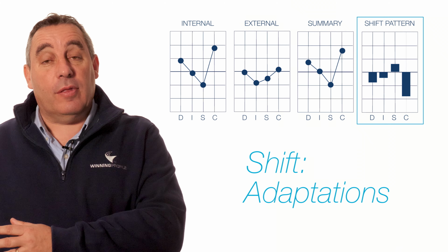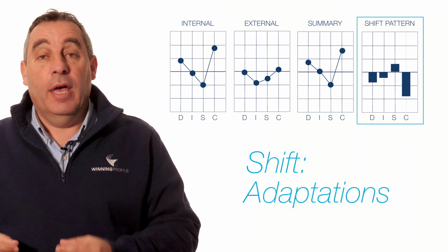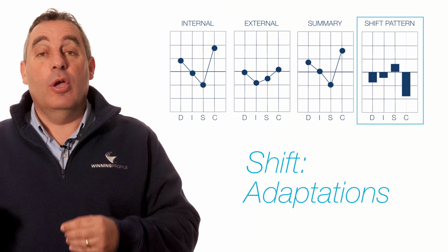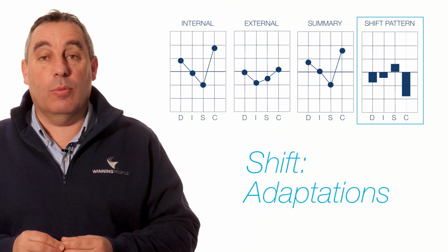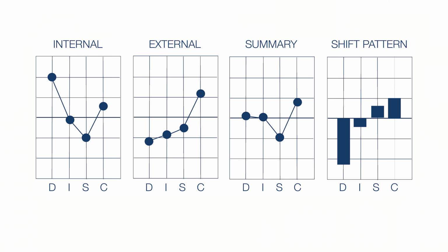The shift pattern, that 4th graph there, shows us in which ways you are adapting when you go into the workplace. So if you have a high dominance in your internal profile and you have a low dominance score in your external profile, the shift pattern will show us that your D drops. And that suggests that you're being more compliant and less assertive on your day-to-day basis in the workplace.